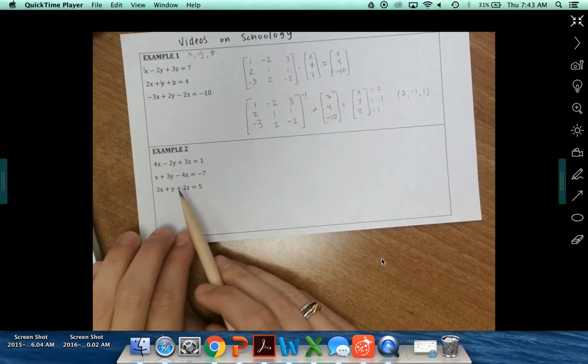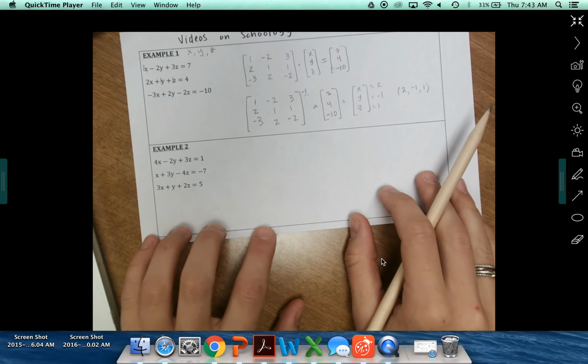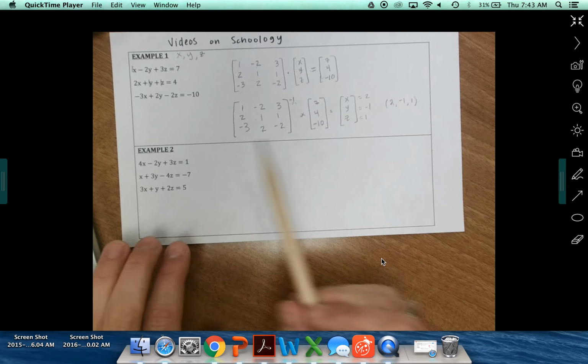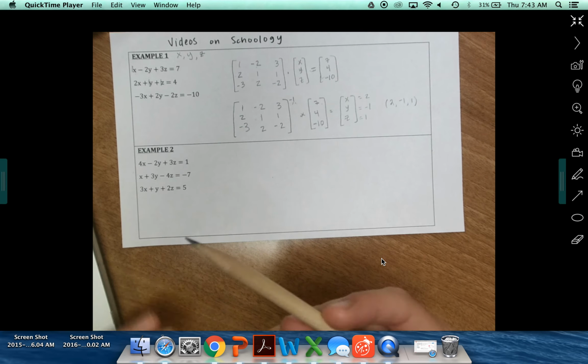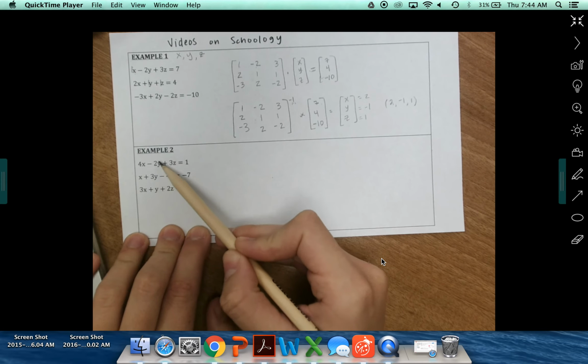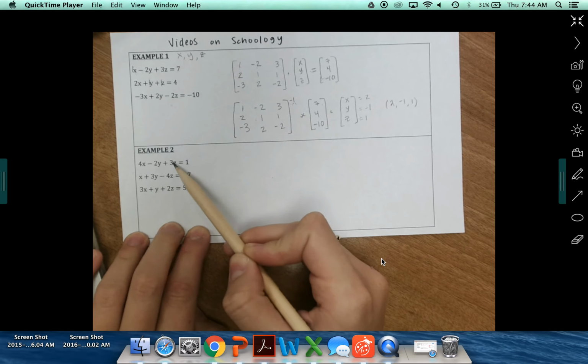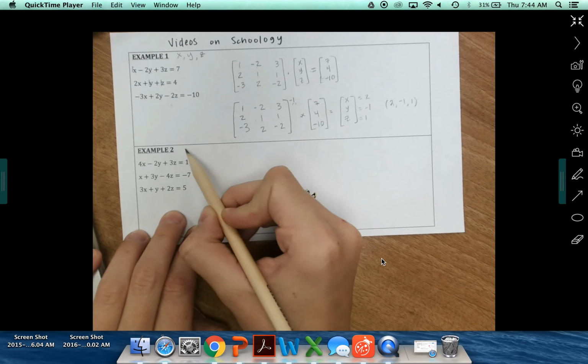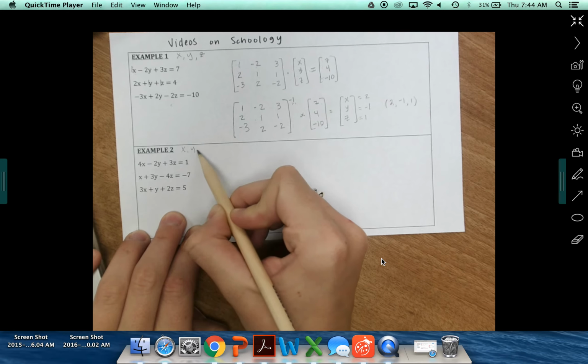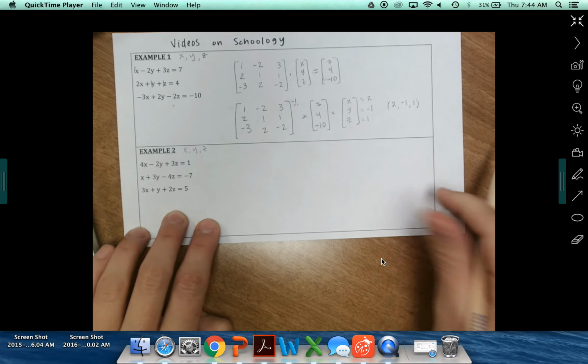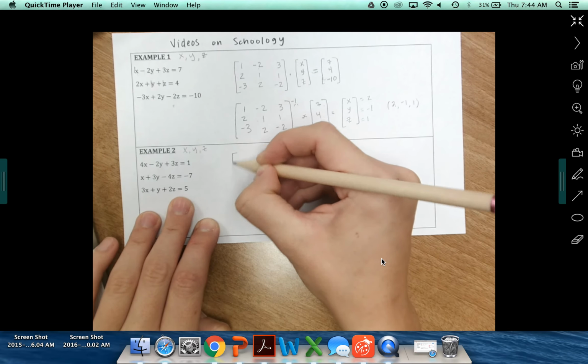I'm going to go through example 2 a little bit quicker since you guys have seen it once. First thing, remember you've got to make sure that your variable terms are falling in the right order. So notice we've got our x terms first, y terms second, and then our z terms third. Okay, so we are good on that and we're ready to start making these matrices, sorry, matrices.